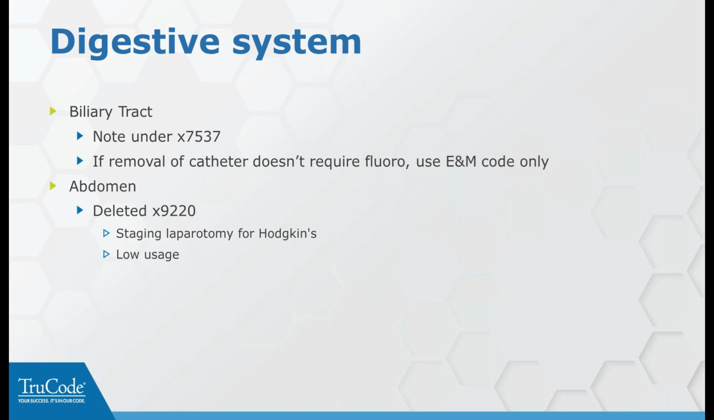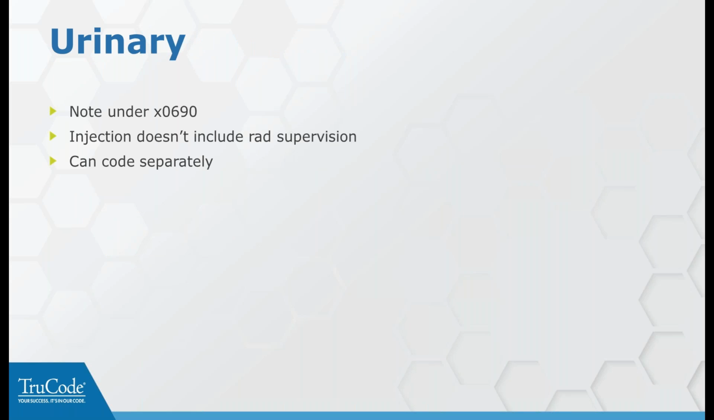The only other thing there is a deleted code, and this would have been over at 49220. What we saw this year is that they did delete some codes, and I tried to add those in because I want to know what happens to these codes. Why did they delete those codes? In this particular case, they deleted a code for a staging laparotomy for Hodgkin's disease, and they just don't use it anymore. So we saw several codes that were deleted just because of low utilization.